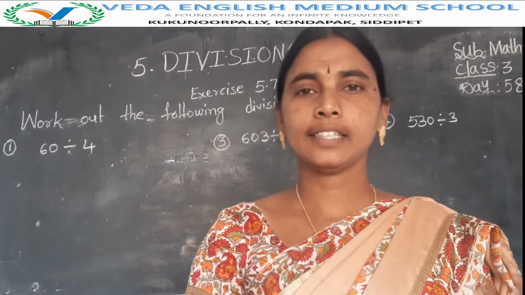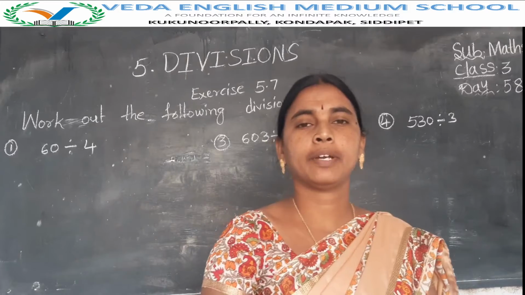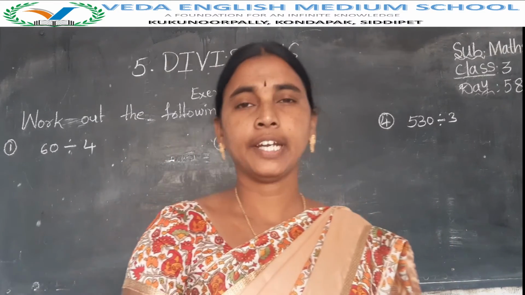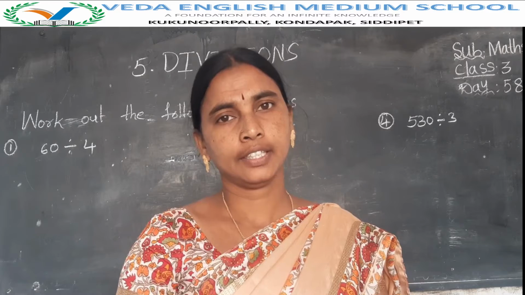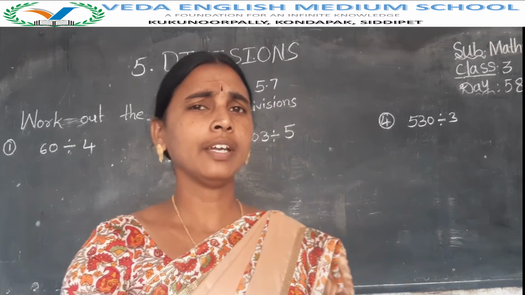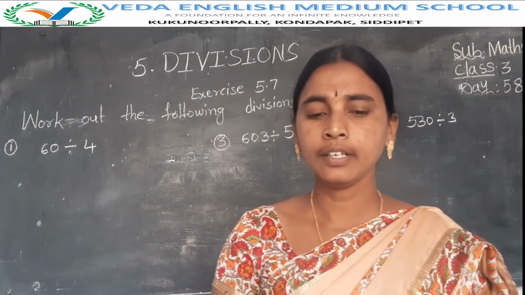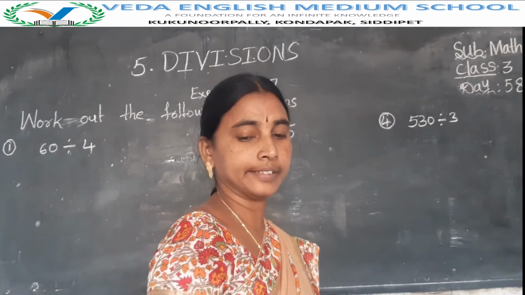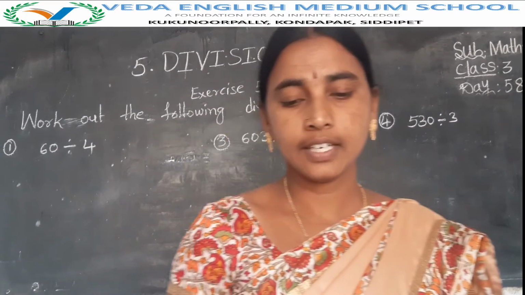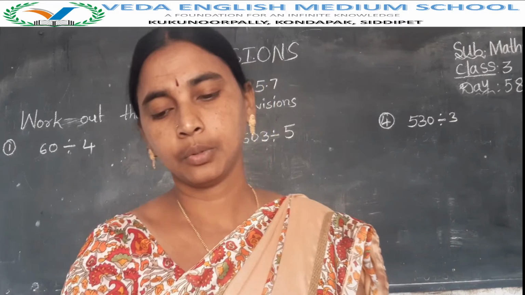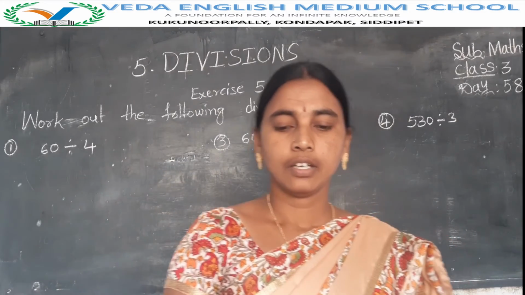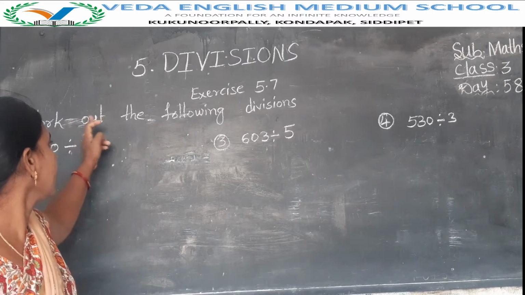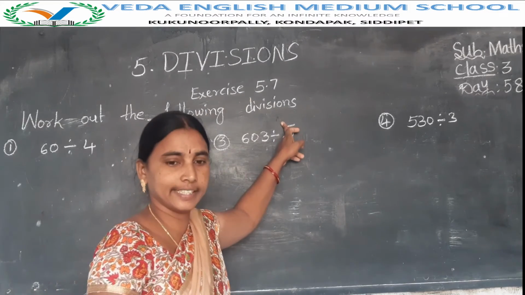In the previous class we learned about exercise 5.6. In exercise 5.6 we found the quotient and remainder, and checking was also completed. The problems are all completed. Today I am teaching exercise 5.7, division with remainder, 2 and 3 digit numbers. Exercise 5.7: work out the following divisions.